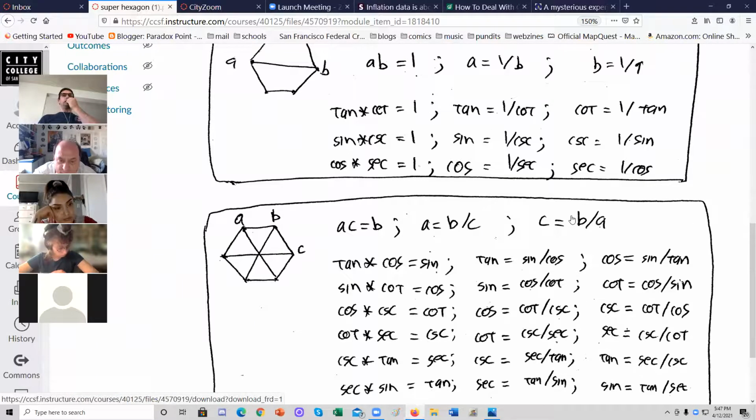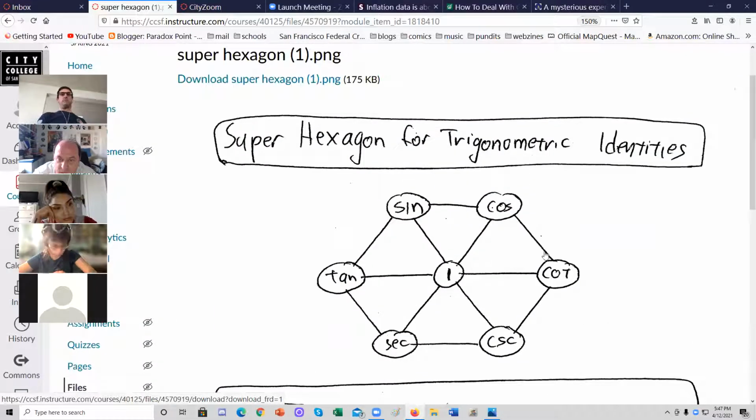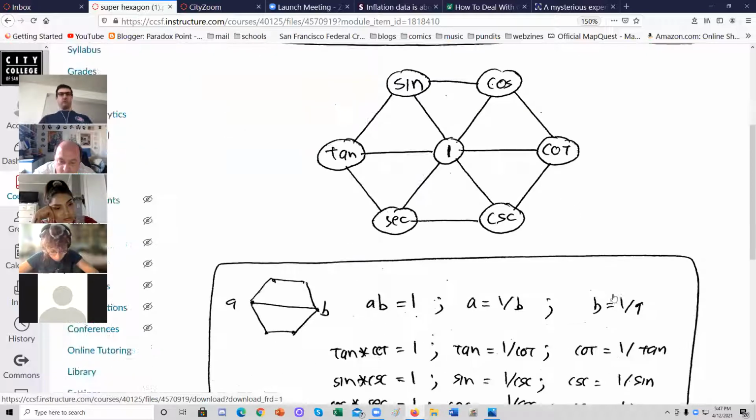Let's see how they go: A times C equals B. Sine times cotangent equals cosine. Cosine times cosecant equals cotangent. Cotangent times secant is cosecant. Cosecant times tangent is secant, and secant times sine is tangent. So if you have a bent 3, then the product of the 2 around these equals the middle. This times this equals this, and so on.